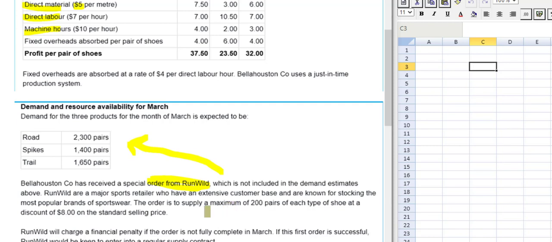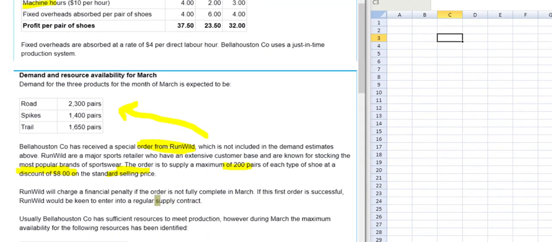The order is to supply 200 pairs of each type, so we need to add 200 to each of these demand levels. But they have a discount of $8 on the standard selling price. So the contribution per unit will be $8 lower than the normal contribution per unit for each of the 3 products. That is important when we come to costing up the final contribution that we're required to do.